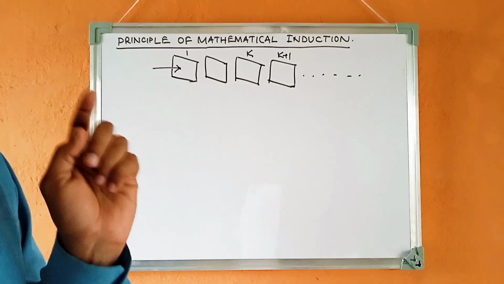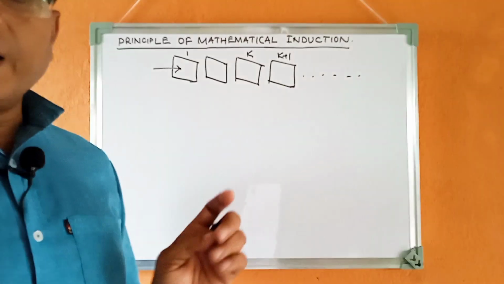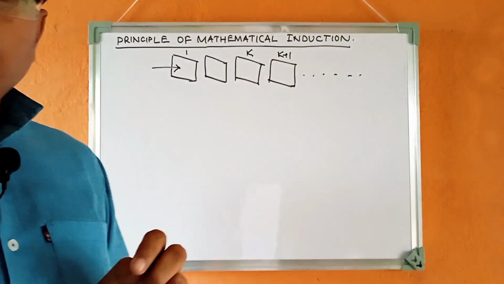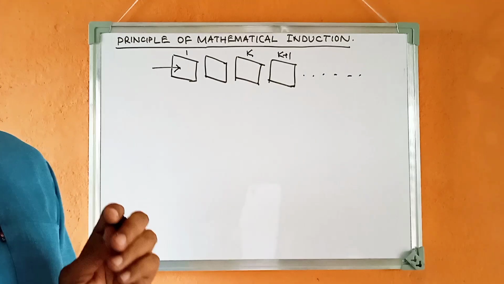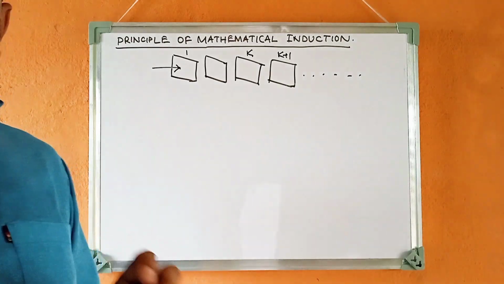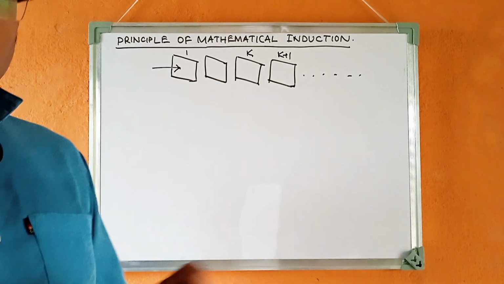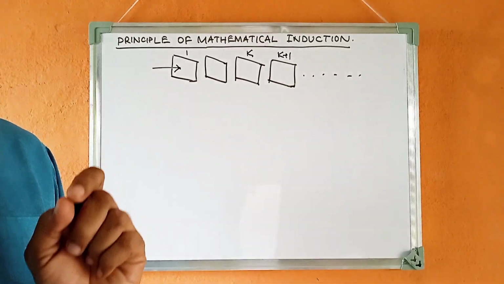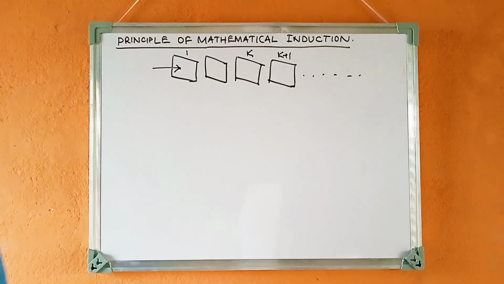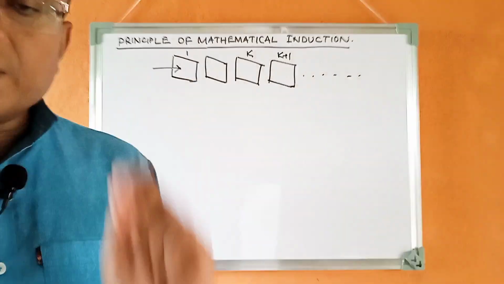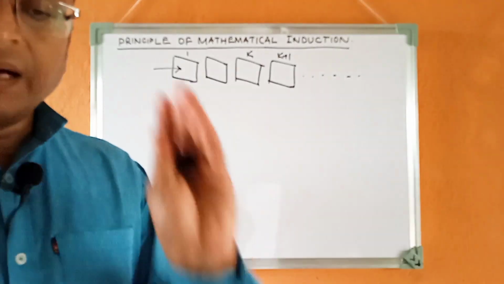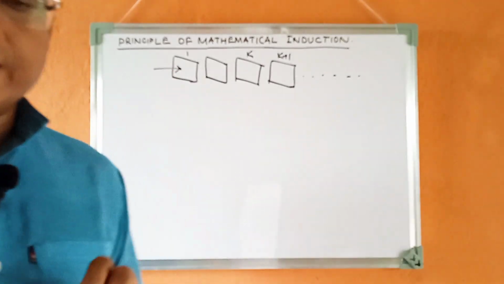Now see carefully: when the first tile is pushed in the indicated direction, all the tiles will fall. Look at any tile, it falls, then look at its next tile, it falls, then we are sure all the tiles fall. So in the event that any tile falls, its successor necessarily falls. This is the underlying principle of mathematical induction. This example helps us understand the principle of mathematical induction.